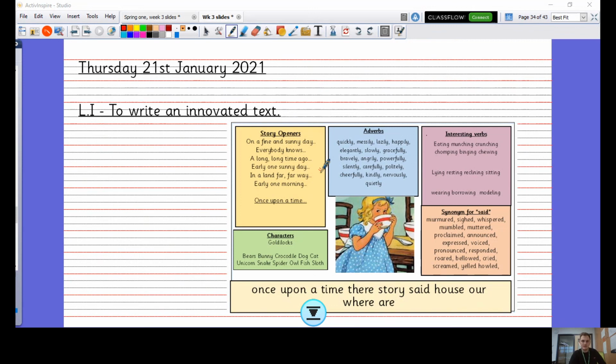Did she jump in the bed gracefully? Did the bunnies come home silent? Okay. Did they creep up the stairs quietly? You could do some interesting verbs in here. Okay. And there's some lovely keywords at the bottom. So you can use that.